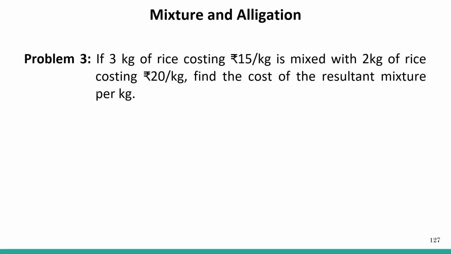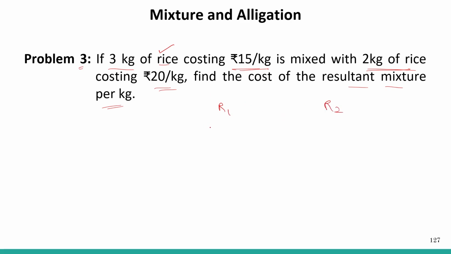Okay. Let's go forward with problem number 3. If 3 kg of rice costing 15 per kg is mixed with 2 kg of rice costing 20 per kg, then find the cost of the resultant mixture per kg. So we have two kinds of rice. Let them be R1 and R2.